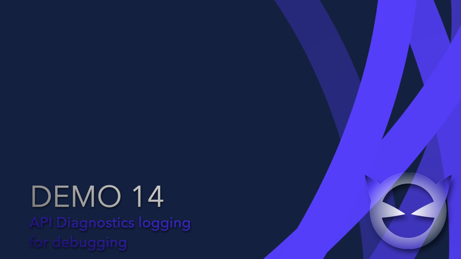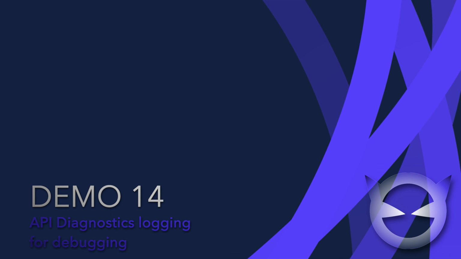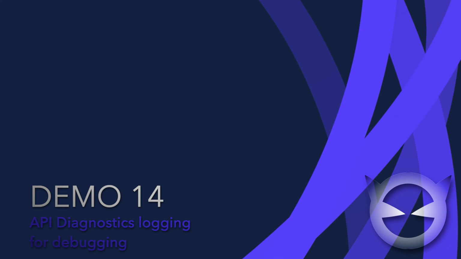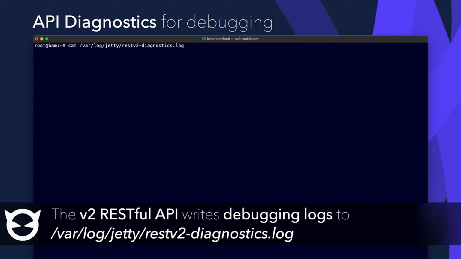Demo 14 will provide details for the available API Diagnostics logging, which can help with the performance profiling and debugging of the APIs. The RESTful API writes debug logging into a file called restv2-diagnostics.log in the /var/log/jetty directory upon the Address Manager. This file is only available via shell level access.